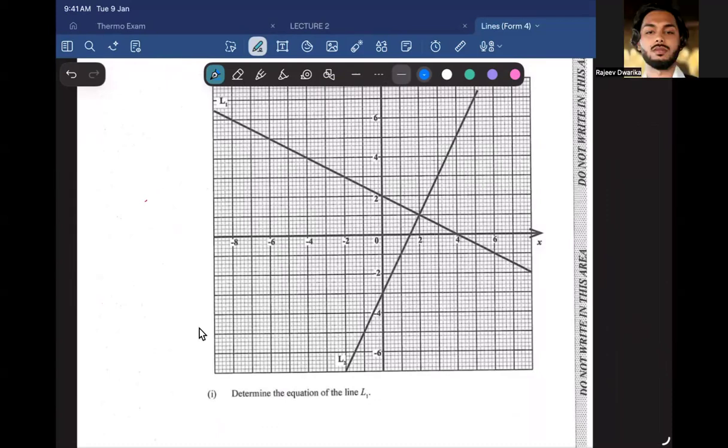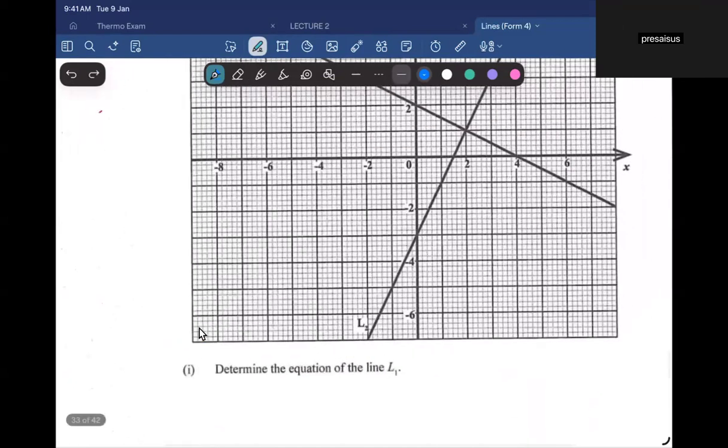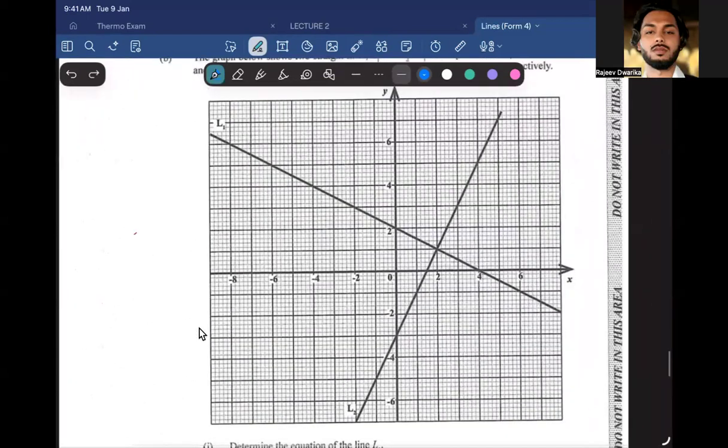All right. So Perseus, the first thing they want us to do is to determine the equation of the line L1. They give us a graph. Anytime they give you a graph, how are you going to find the gradient? Two points, and you're using one formula. The formula is m equals y2 minus y1 over x2 minus x1.